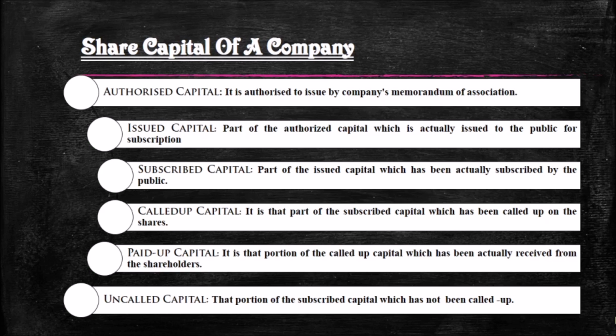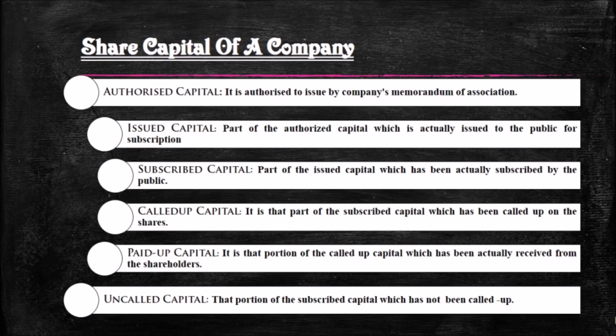And what is paid up capital? The actual amount of money paid by the public to the company is known as paid up capital. There will sometimes be arrears. Some shareholders will not pay the amount of that application. That will reduce the total paid up capital. So remember, these all are the classification of capital, not shares.